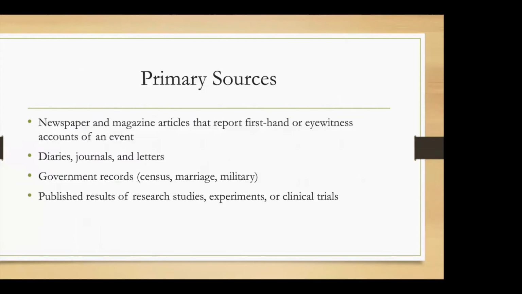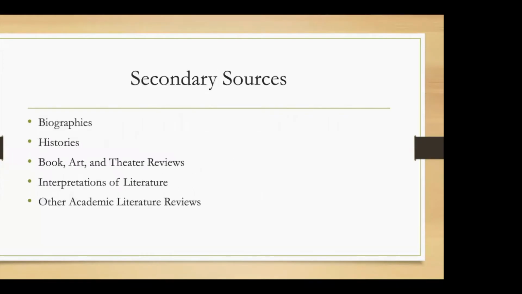So a few more examples of primary sources: news and magazine articles that report firsthand or eyewitness accounts of an event, diaries, journals, and letters, government records, and published results of research studies, experiments, or clinical trials. So the written accounts as close to the event as possible. Whereas other examples of secondary sources are biographies, histories, book, art, and theater reviews, interpretations of literature, and even other academic literature reviews.